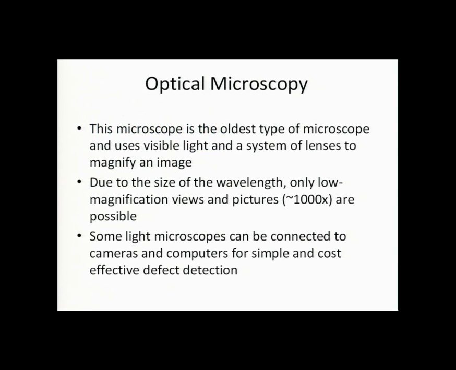In optical microscopy, it's what you think of when you think about a microscope. It's the oldest type of microscope. It uses visible light and a system of lenses to simply magnify an object and produce a larger image. Due to the size of the wavelength, however, only low magnification views and pictures around 1,000 times magnification are possible. Some light microscopes can be connected to cameras and computers, and this provides simple and cost-effective defect detection.